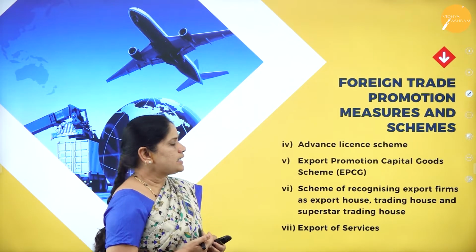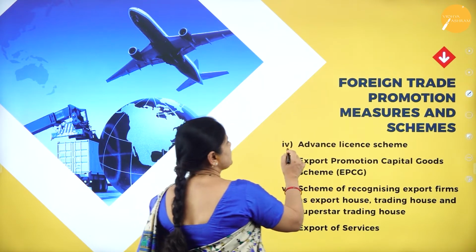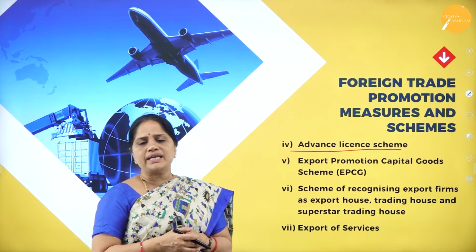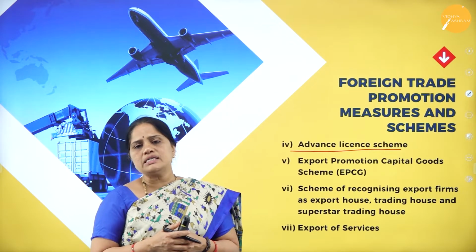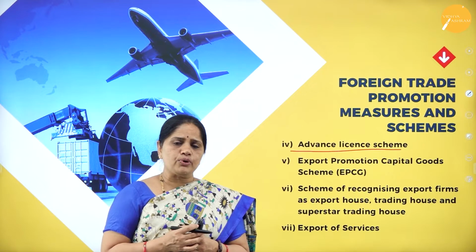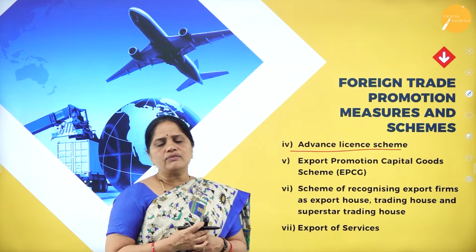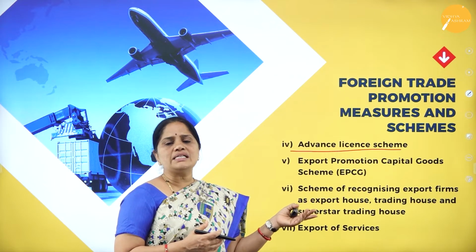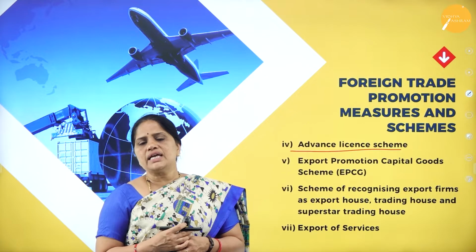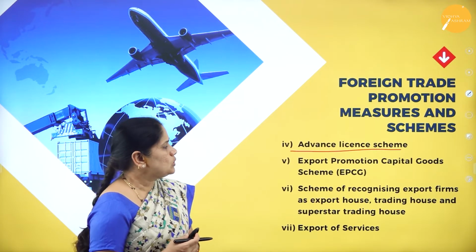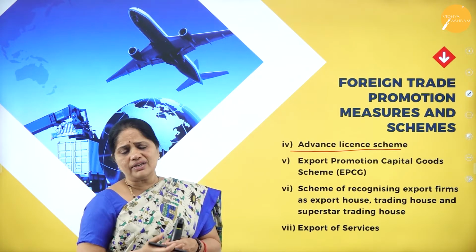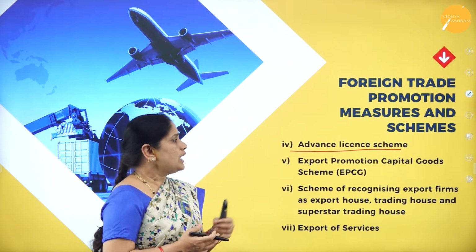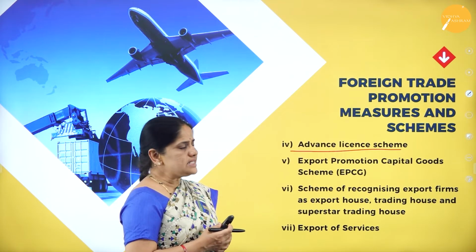Then the next one is the advance license scheme. This advance license scheme is a license scheme which has been extended for the regular exporters and also the ad hoc exporters. In case the exporter wants to get a license for his exports, he can always get an advance license under which he can start exporting goods to foreign countries. Even if he is an ad hoc exporter, that is, not exporting on a regular basis, he can avail the license under this scheme.